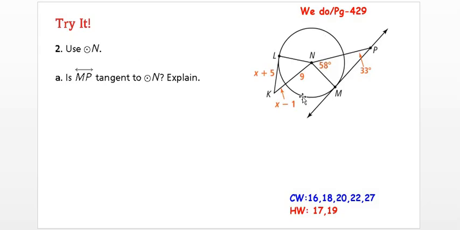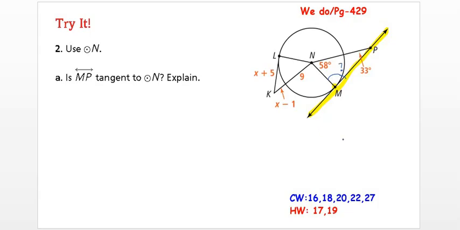It says use this circle N and try to find whether MP is tangent to the circle N, and you have to explain your answer. So what are they talking about? Actually they are talking about this line MP, and they are asking whether this line is a tangent to the circle. Okay, it touches the circle at this point. Maybe most of you are thinking that yes, it is tangent to the circle, but before we say it is tangent to the circle, we must check this angle, because this is the angle that is between the radius and this line.